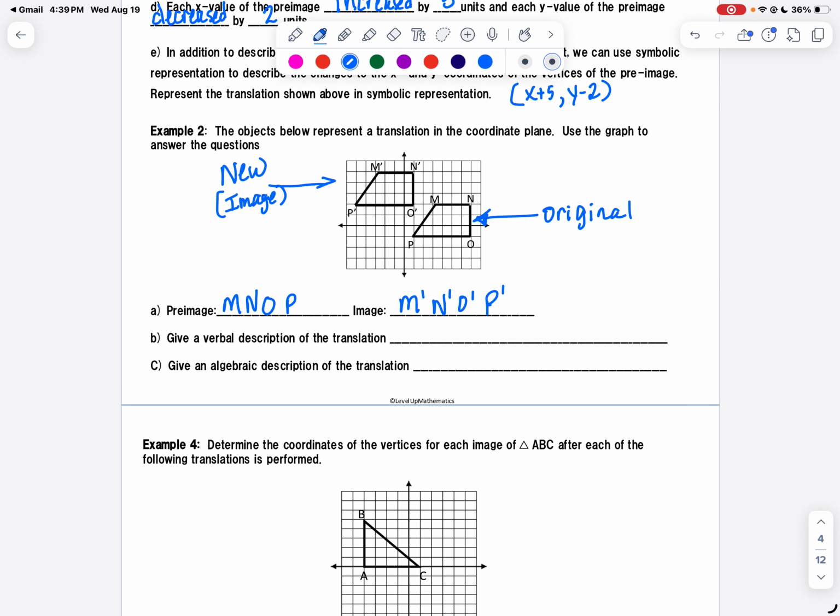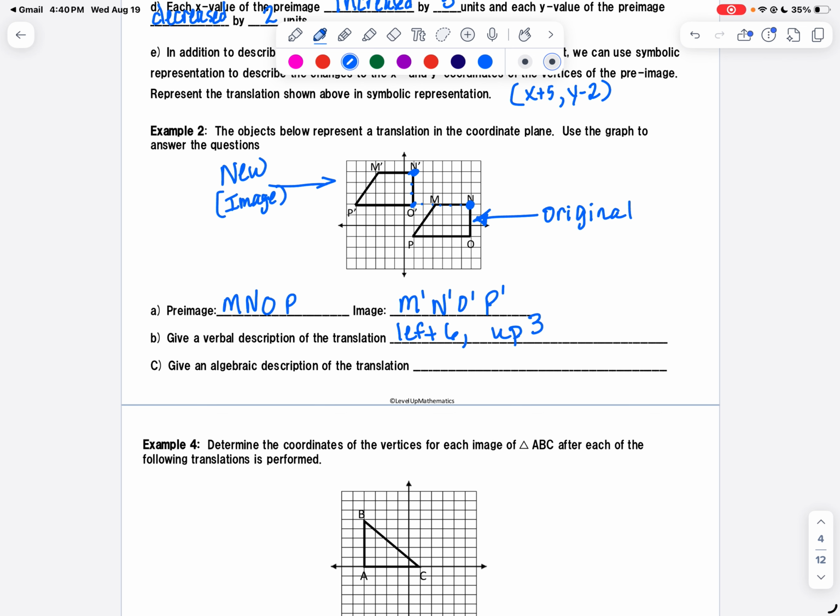So I'm just going to focus in on one of the points. It doesn't matter which one you use. I'll use N. And I want to describe what kind of slide is happening here. How am I having to move my pencil to get to N prime? So let's see how many I'm going to move to the left. So 1, 2, 3, 4, 5, 6. So I moved left 6. Now let's see how many I would have to move up. And that would be 1, 2, 3. So I'm moving up 3 units.